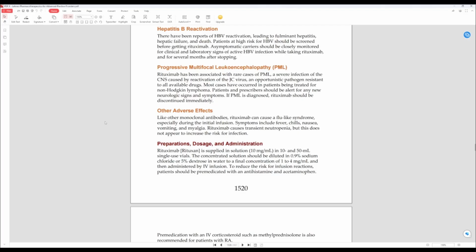Patients and prescribers should be alert for any new neurologic signs and symptoms. If PML is diagnosed, rituximab should be discontinued immediately.